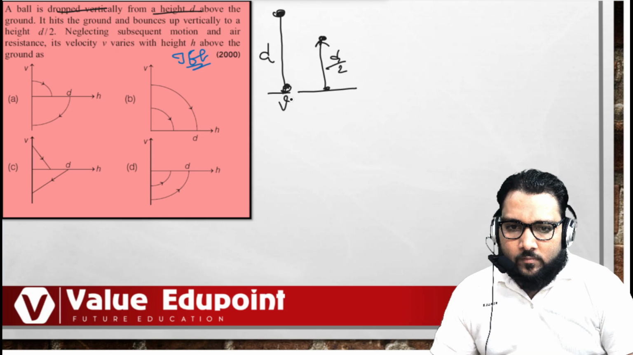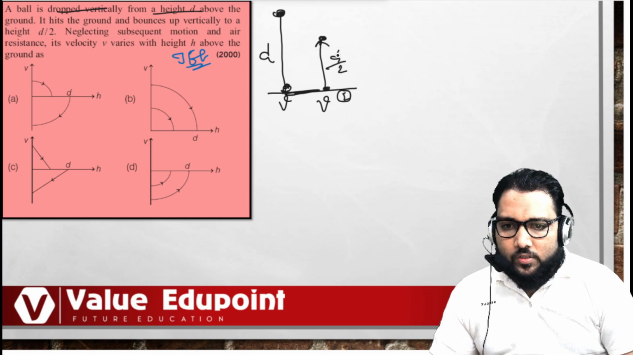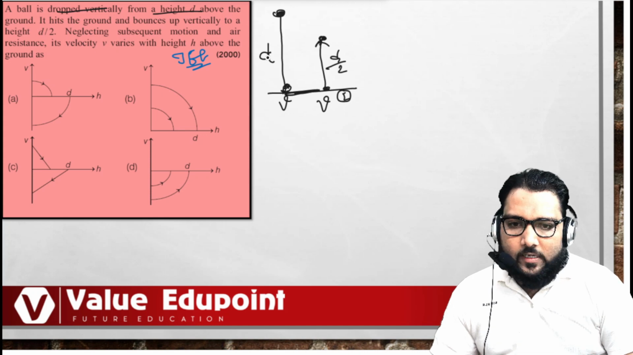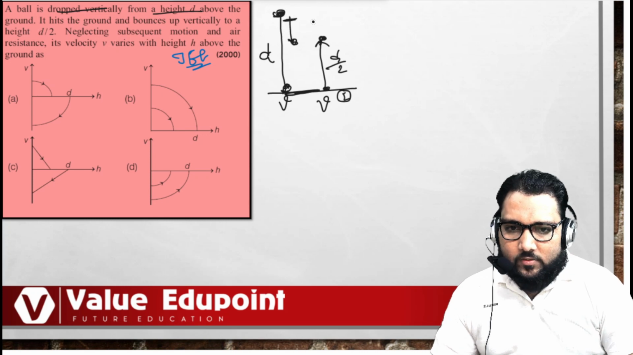So suppose that the velocity here is v. Again we are assuming the coefficient of restitution is 1, so there is no loss of velocity. Elastic collision, purely elastic collision, guys. So we have to find out the height. Now, guys, the height is here. This is the height d above the ground. This is the height d by 2. So first, when the ball drops and goes this side, the height will decrease.